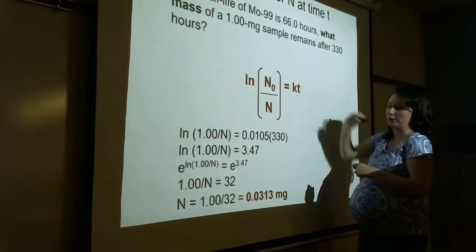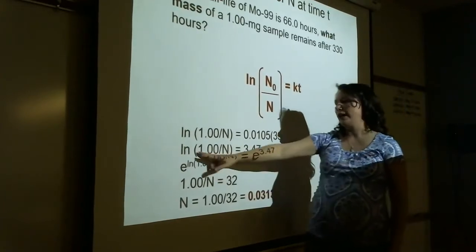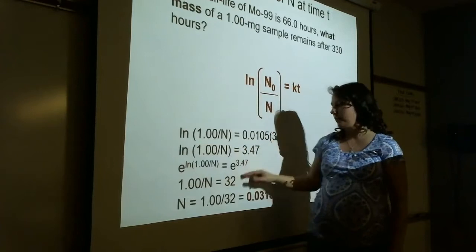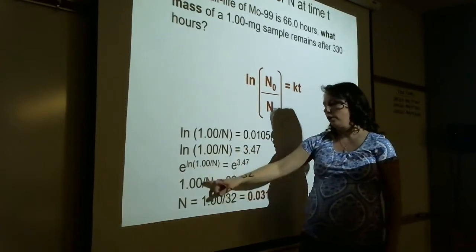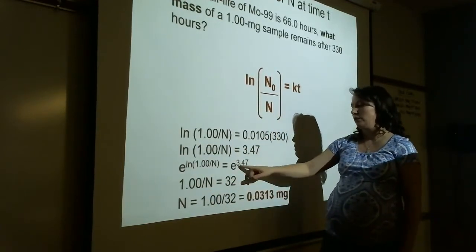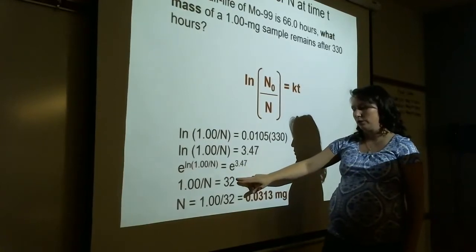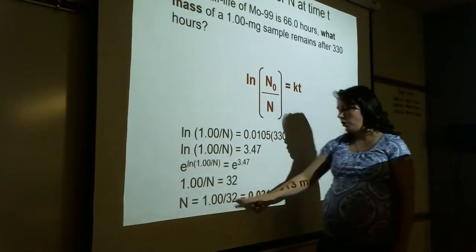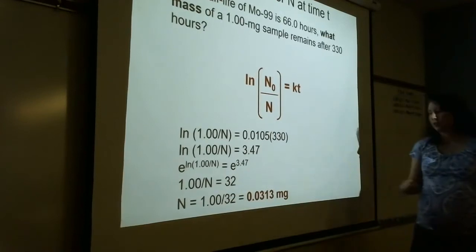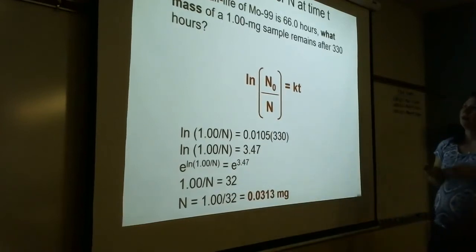So this becomes unitless. How do I get rid of the natural log? Raise both sides to the e. So 1 over n is equal to e to the 3.47, which is approximately 32. So n would be 1 over 32, 0.0313 milligrams. Does that make sense?